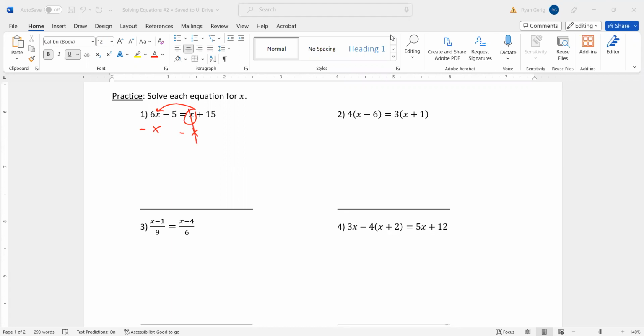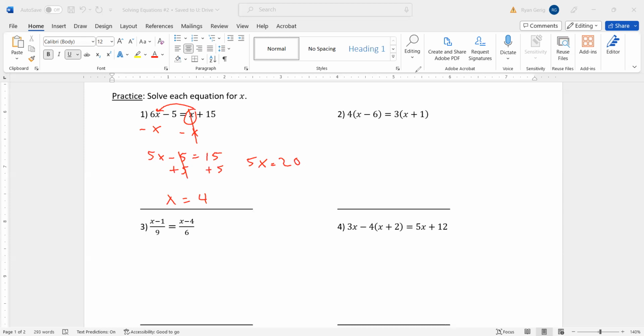So 6x minus 1x is 5x. Minus 5 equals positive 15. Add 5. Then we get 5x equals 20. Divide, because we're splitting it up now, and I get x equals 4.